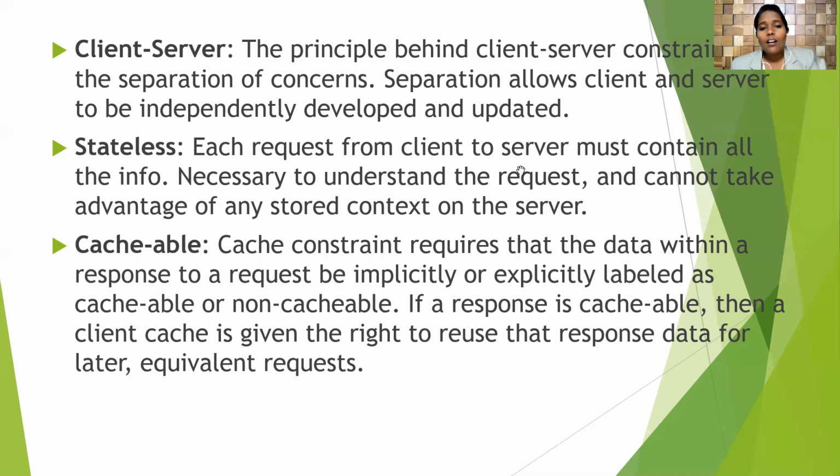REST is also a layered system. A layered system constrains the behavior of components such that each component cannot see beyond the immediate layer with which they are interacting. For example, a client cannot tell whether it is connected directly to the end server or to an intermediary along the way. System scalability can be improved by allowing intermediaries to respond to requests instead of the end server, without the client having to do anything different.